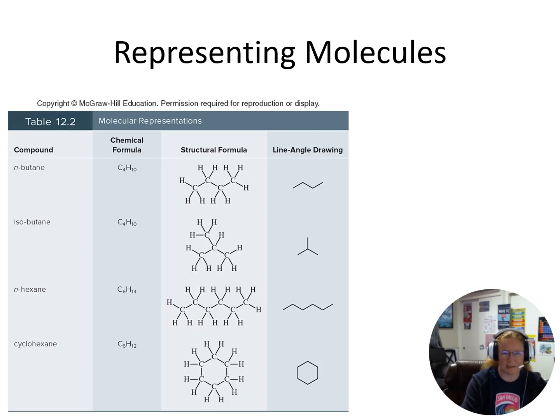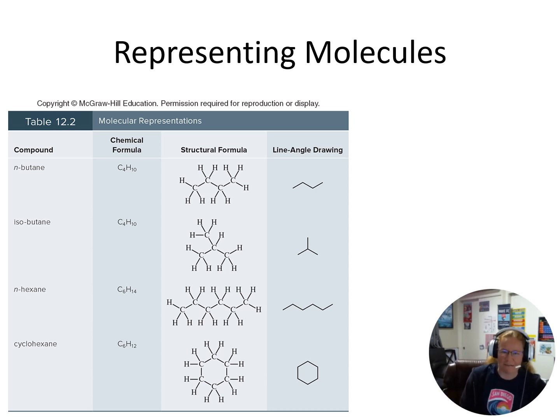When we look at this, we can also do some structural drawings. So we have these structural formulas, and then we have these line angle drawings. The nice thing about the line angle drawings is that we get really tired of writing all of those hydrogens out. So in a line angle drawing, every end and bend represents a carbon with the maximum number of hydrogens around it. Carbon likes 4 bonds. It doesn't like 3, it doesn't like 2, it doesn't like 1.